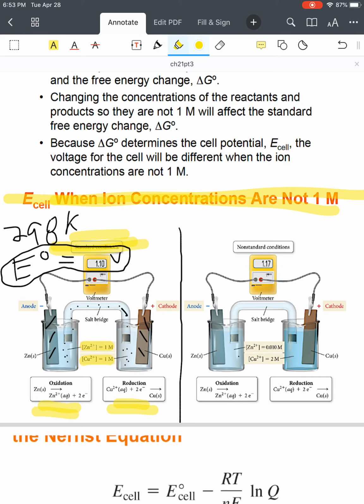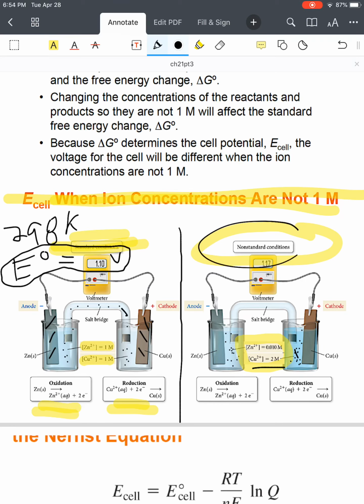Now this lecture is going to be all about the non-standard case. What do we mean by that? Well, one thing we could do is change the temperature, but we're not doing that here. Instead, we're changing the concentration of the ions. Instead of running at 1 molar and 1 molar, we're now going to run this experiment when the copper is 2 molar in this beaker, more concentrated, and the zinc is only 0.01 molar over here. The concentrations are no longer 1 molar. This is not standard conditions.